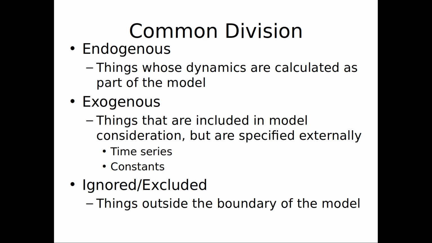Why does it tell us this? Because it's generated by the model. By running the model, it outputs the endogenous thing. It calculates it as part of the model. And ignored things are things we leave out, often consciously.